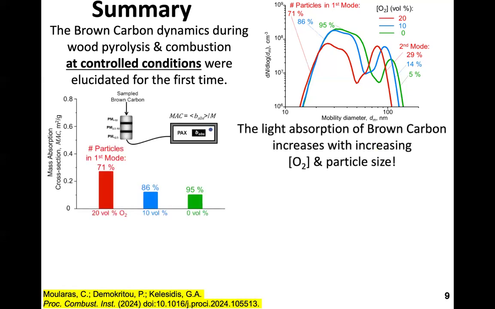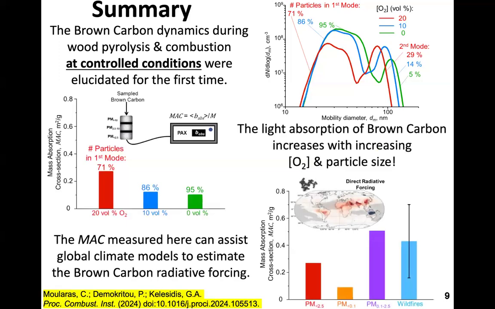Most importantly, we showed here that the light absorption of brown carbon increases with increasing oxygen concentration as well as with increasing particle size. So the mass absorption cross-sections that we derived here for small and large brown carbon particles are in line with those measured for particles emitted from different wildfires. So these mass absorption cross-sections can be interfaced with global climate models to quantify accurately the climate impact of brown carbon emissions from wood combustion.